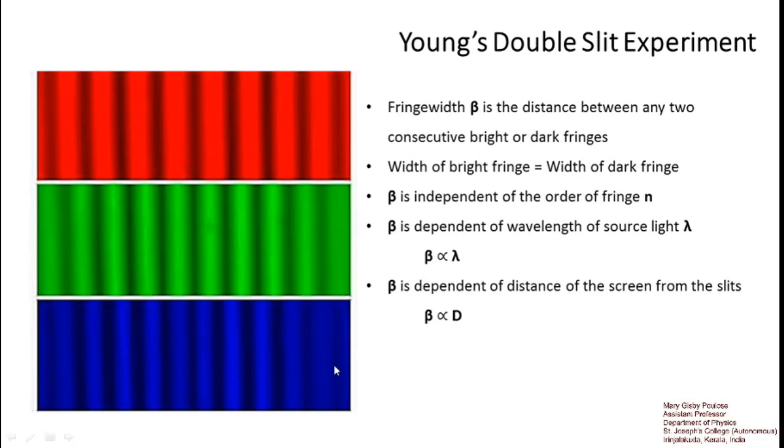Again, fringe width is dependent on the distance of the screen from the slits. That is, beta is proportional to capital D. As capital D increases, the fringe width will increase. Beta is inversely proportional to small d. So if the distance between the slits increases, the fringe width decreases. So these are the comparisons of the variables upon which fringe width depends.